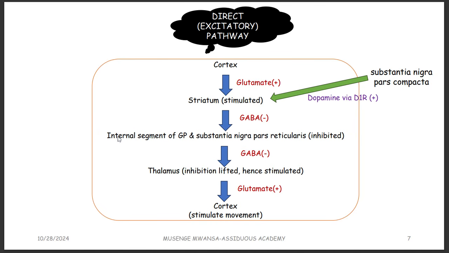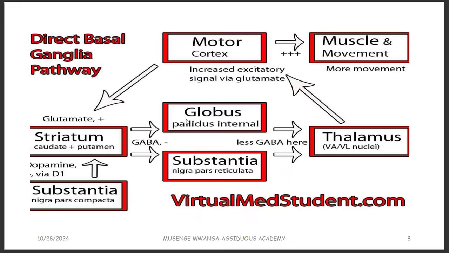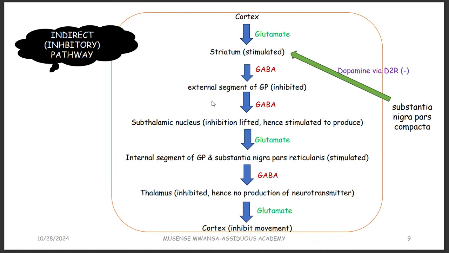Remember, we have only talked about the internal segment of the globus pallidus, or the medial segment. How about the lateral segment, or the external segment? Those are the ones that are now going to come in. So we're going to bring in the external segment of the globus pallidus, and we're also going to bring in the substantia nigra, I mean the subthalamic nucleus. Of the two that we have introduced, the external segment of the globus pallidus also produces GABA, while the subthalamic nucleus produces glutamate.